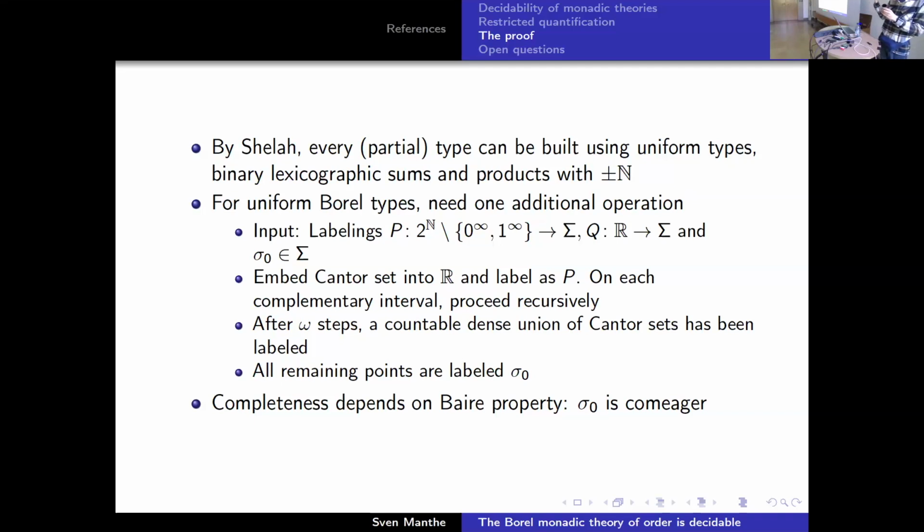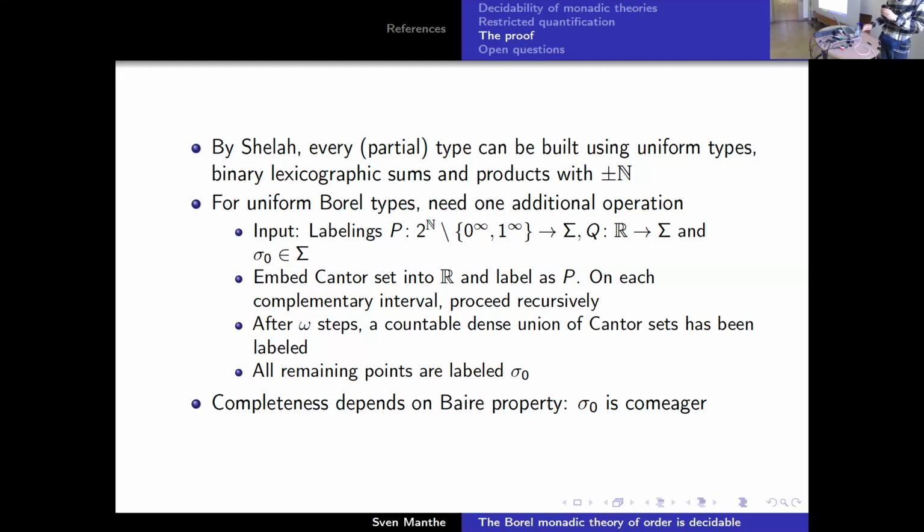Now we look at each interval in the complement of this Cantor set, and we repeat embedding this Cantor set in there. Of course, after each finite step, we will still just have a Cantor set, but if we repeat this countably often, then we will produce a countable dense union of Cantor sets. This will still be meager, and the complement will be labeled with the co-meager label sigma 0.